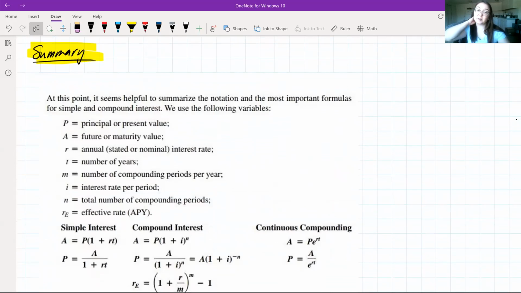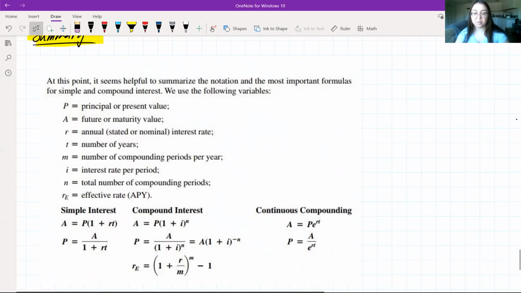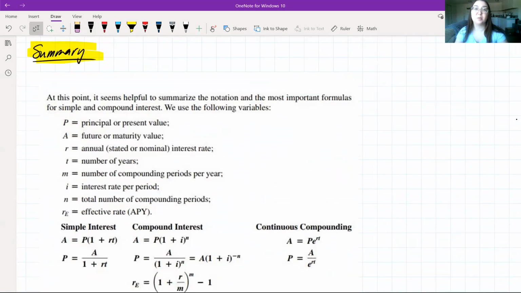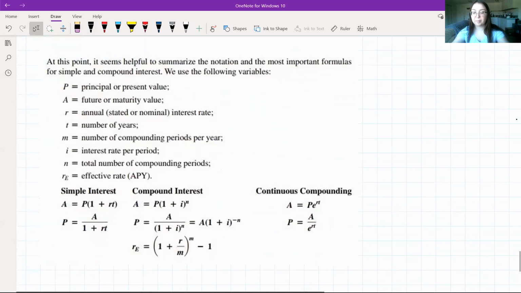All right, and just a quick summary because there was a lot of content in this section that we had to go over, and a lot of revisiting older terms and giving them new definitions. So let's just do a quick summary. At this point, it seems helpful to summarize the notation and most of the important formulas for simple and compound interest.